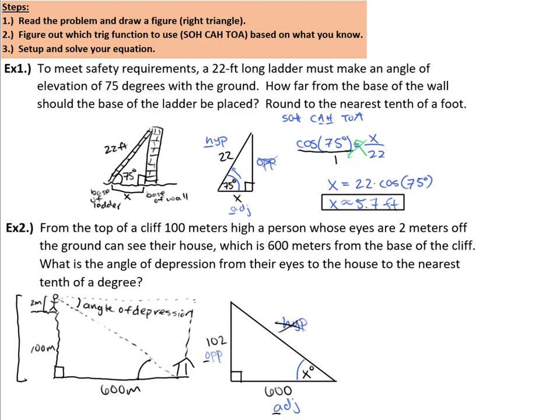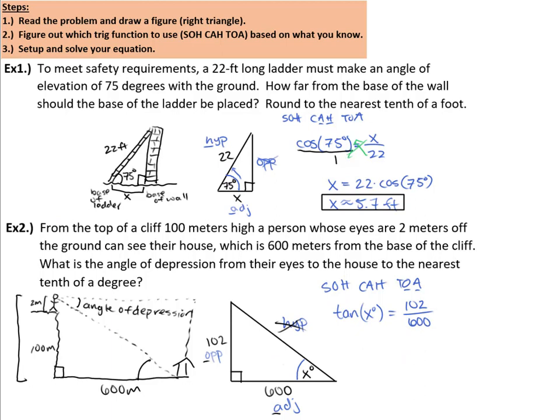So we go back to thinking SOHCAHTOA. And in this case, the one that uses the opposite and adjacent is TOA, or tangent. So we're going to set up our equation. The tangent of our angle, which is x degrees, equals the opposite side, remember OA, opposite 102, over the adjacent, which is 600.